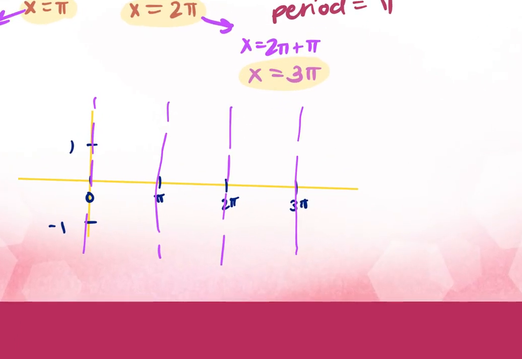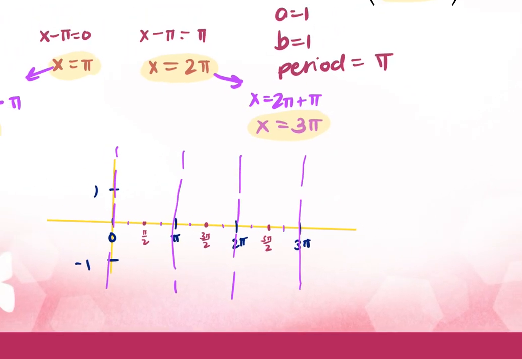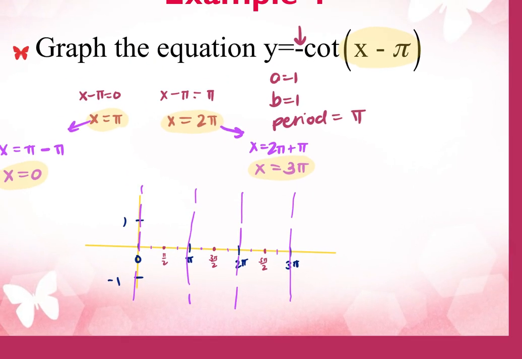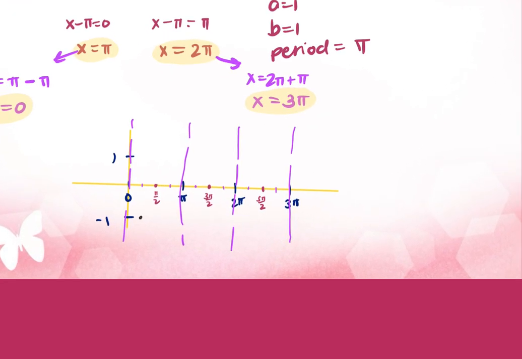I'm going to find the spot halfway between. So halfway between 0 and pi would be pi over 2. Halfway between pi and 2 pi would be 3 pi over 2. Halfway between 2 pi and 3 pi would be 5 pi over 2, or 2 1/2 pi. Man, that is a very crooked line. We're going to eyeball the 1/4 and the 3/4, the 1/4 and the 3/4, the 1/4 and the 3/4, and I already marked A, which was 1. Now, if it was positive cotangent, I go up, left, down, right. It is negative cotangent, so I go down, left, up, right.